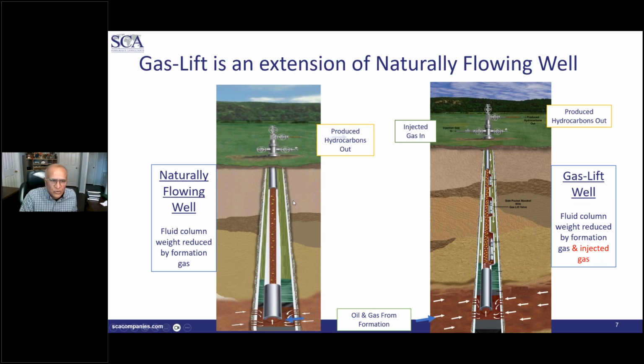The difference when you compare to the naturally flowing well, in a gas lifted well, we figure out some way of injecting produced gas or natural gas inside the flow stream so that the flow stream gets lightened, not only by the formation gas expanding, but also by injection gas. So again, the motive force is coming from the reservoir, but this injected gas will lighten the column.